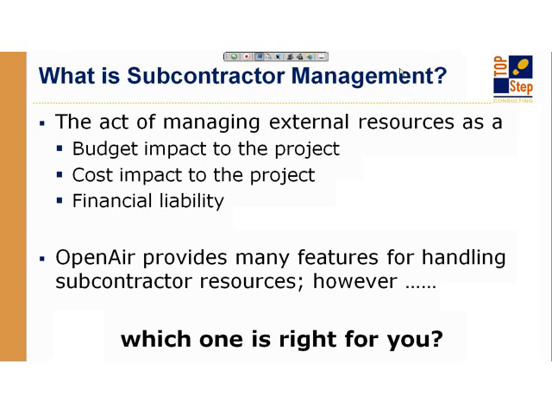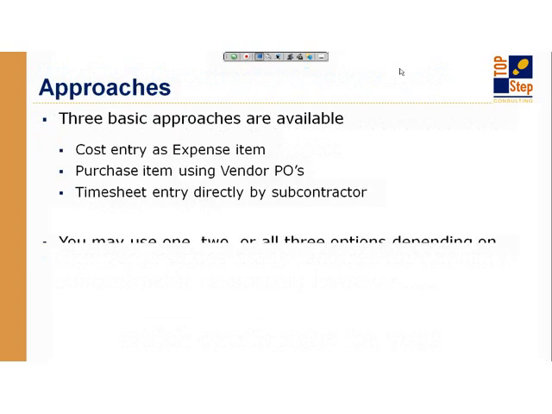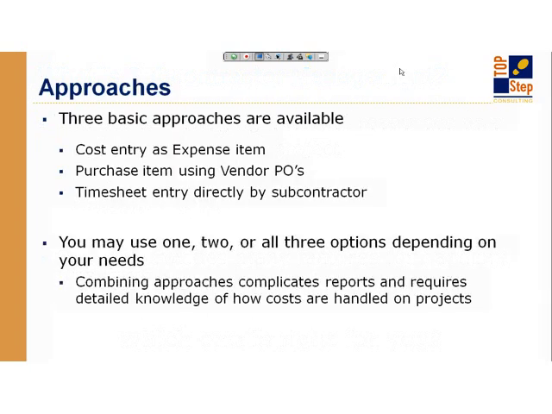So that's what we're going to try and do today, go through 3 basic approaches available within the OpenAir system around subcontractor handling, and it comes down to cost tracking and what's the most effective and efficient way for you to do cost tracking. If you think in terms of cost tracking, there's of course expense reports and the expense module. Many of you may actually be using subcontractor tracking through the expense module, and we'll go through some of those features.